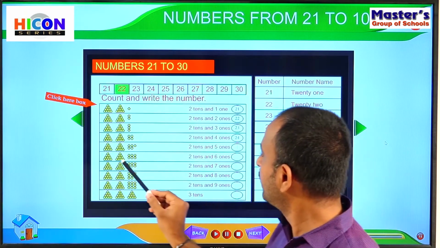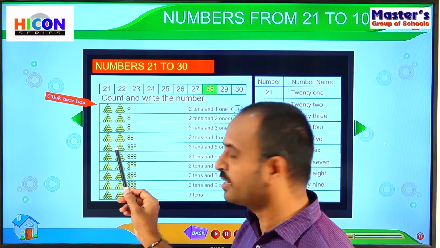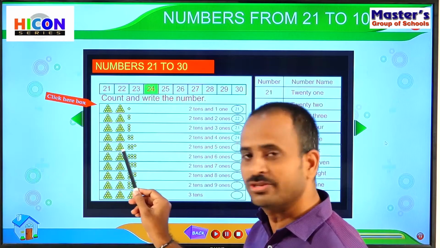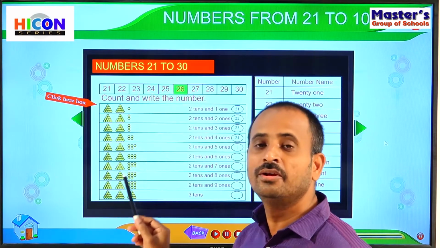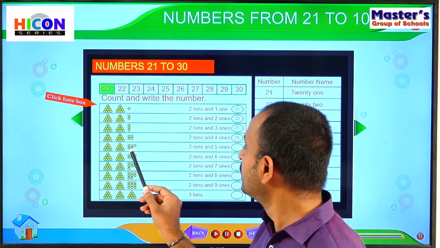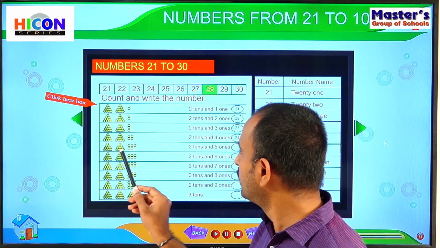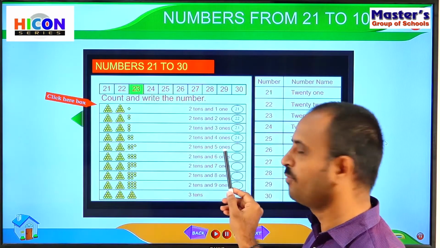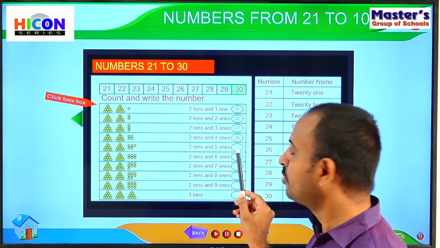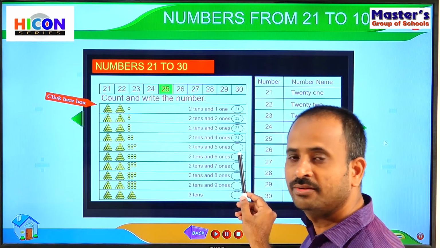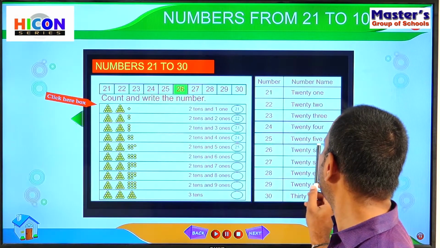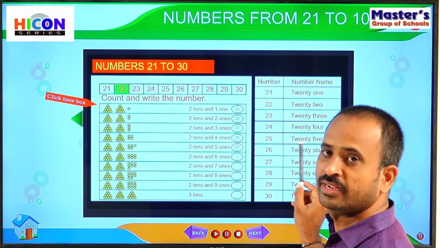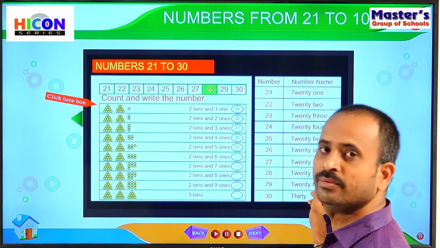Next, see the next one here. How many tens are there, children? How many groups are there? Here also two groups. That means two tens. How many single balls are there? Five single balls are there. That means five ones. Two tens and five ones together make how much number? 25. So write 25, and it can be read as 25.